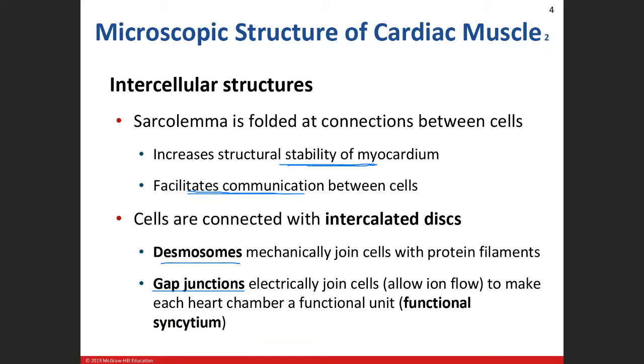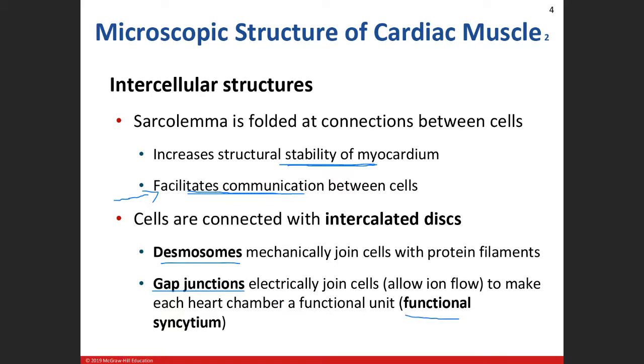And what follows depolarization of a muscle cell? What do muscles do? Contract. That's right. So when we depolarize the cell, we're going to contract the cell soon afterwards. So these gap junctions allow for ions to flow across so we can better depolarize the cell. So that's what we're talking about with that facilitating communication here.